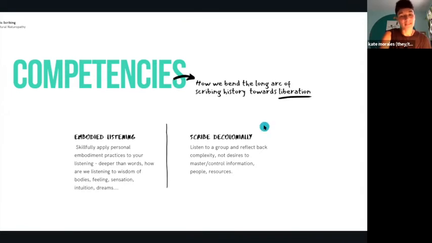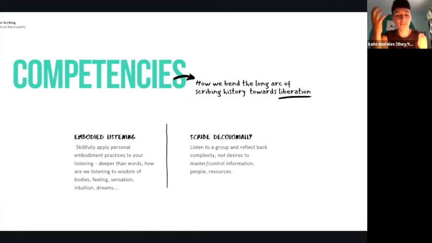And then another practice that I invite is to write decolonially. So some of those beautiful things that Sabine and RJ shared from Temel Kun, right? Like the cultural norms that get erased.